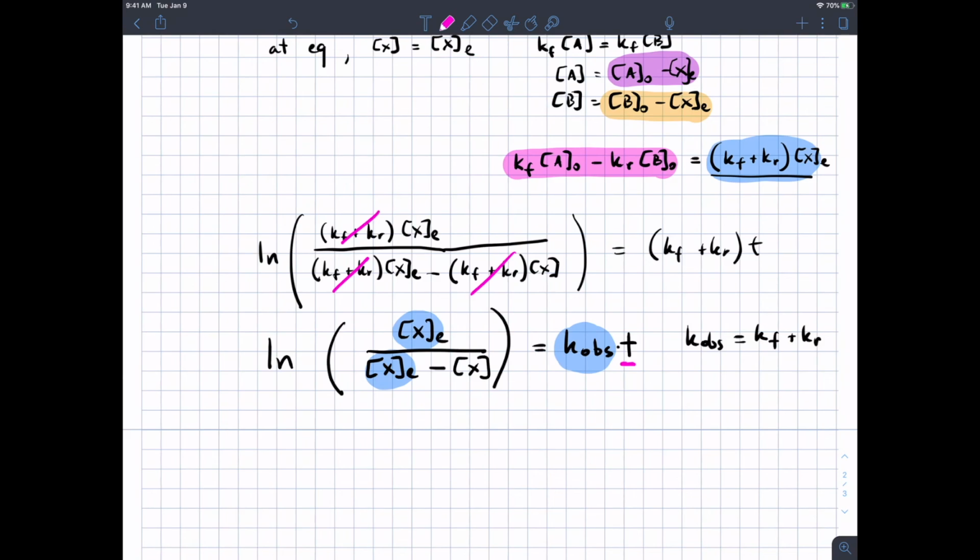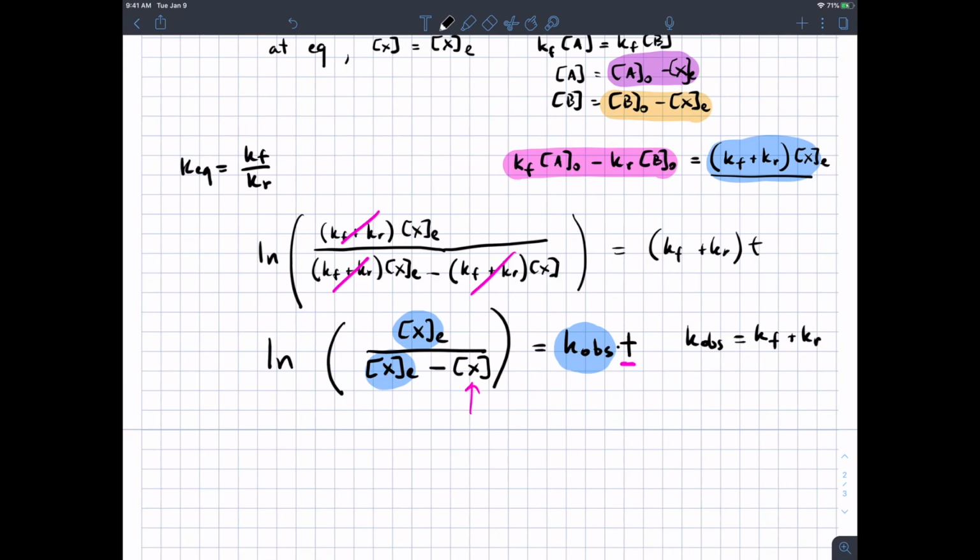What we would do is plot the natural log of this expression, having monitored the concentration of X versus time, and that plot would be linear and give us the observed constant. Then, if you know what the equilibrium constant is, remember the equilibrium constant is equal to the forward rate divided by the reverse rate, then you can tease out what the forward and reverse rates are.